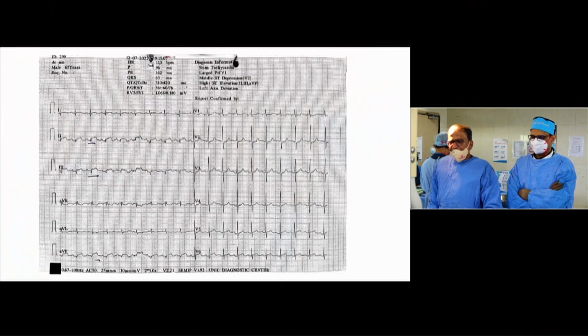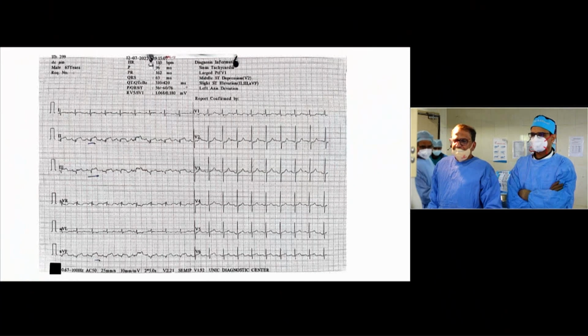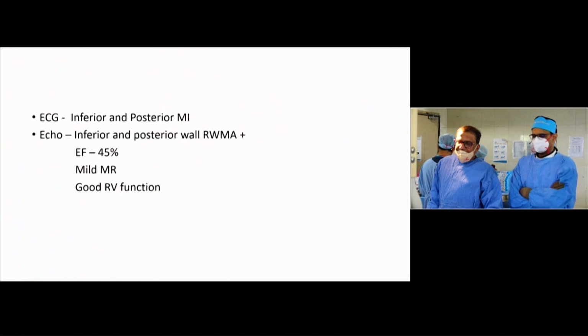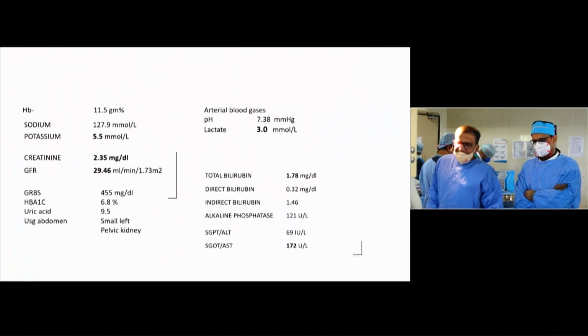Next slide. So this is an electrocardiogram showing ST elevation in L2, L3, AVF and there is a small ST depression in V1 also. Next slide. And these are the posterior lateral leads V7, V8. You can see the ST elevation there. Next slide. So echo showed mild LV dysfunction, ejection fraction of 45%, mild mitral regurgitation and good RV function.